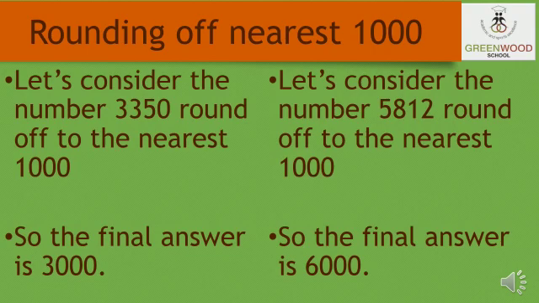If the smallest place digit is greater than or equal to 5, then round up the digit. Now add plus 1 to the digit in the 1000 place. So, 5 plus 1 is equal to 6. Therefore, the other digits become 0. So, the final number is 6000.